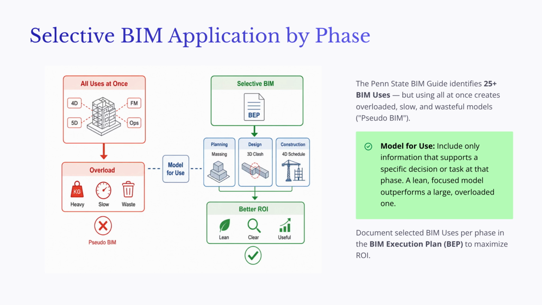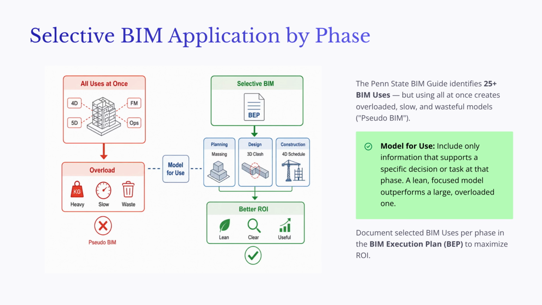It may include information that is not reliable yet, or information that is not needed for the current phase. This is what the slide refers to as pseudo-BIM. It may look advanced because many BIM functions are included, but it does not actually improve decision-making. Instead, it creates overload and waste. A better approach is selective BIM application by phase. This means the project team chooses the BIM uses that support specific decisions or tasks at each phase.